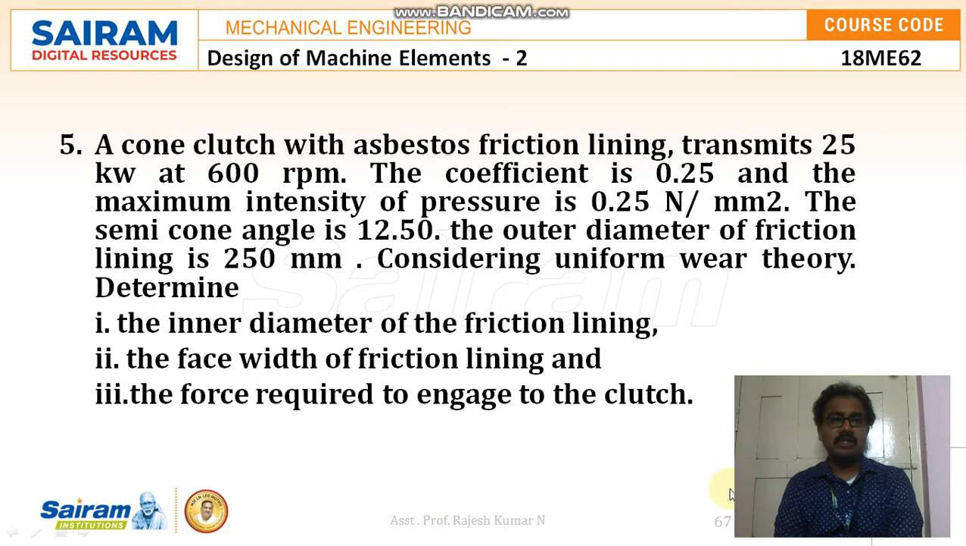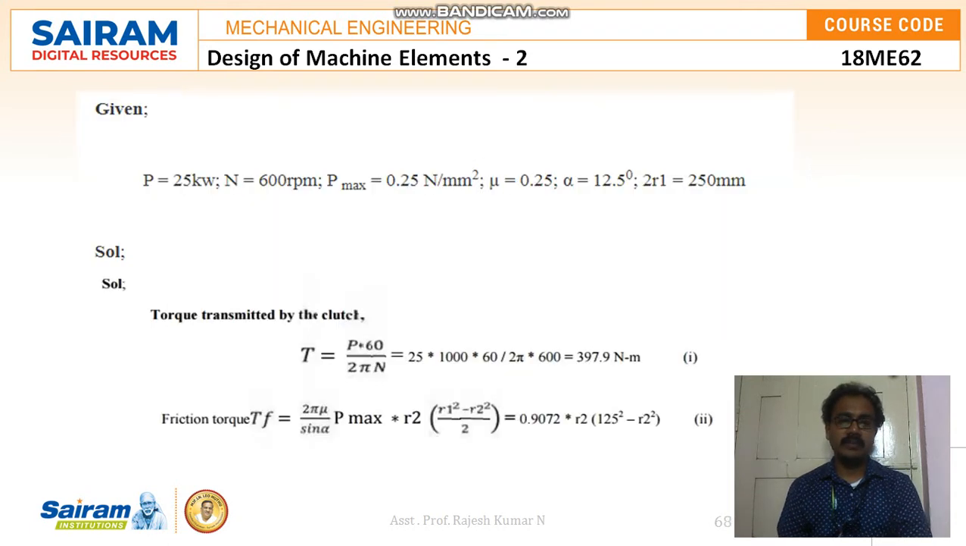A cone clutch with asbestos friction lining transmits 25 kilowatts at 600 rpm. The coefficient of friction is 0.25 and the maximum intensity of the pressure is 0.25 Newton per mm square. The semi-cone angle is 12.5 degree. The outer diameter of the friction lining is 250 mm. Considering uniform wear theory, determine three things: the inner diameter of the friction lining, the face width of the friction lining, and the force required to engage the clutch.